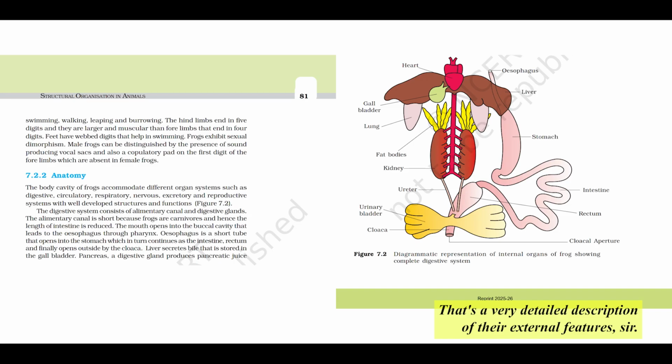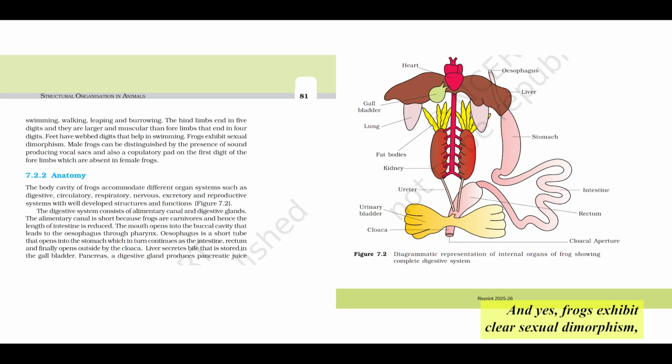That's a very detailed description of their external features, sir. One common question is about sexual dimorphism. How can we differentiate between a male and a female frog just by looking at them? Are there clear indicators we should be aware of for practical exams?